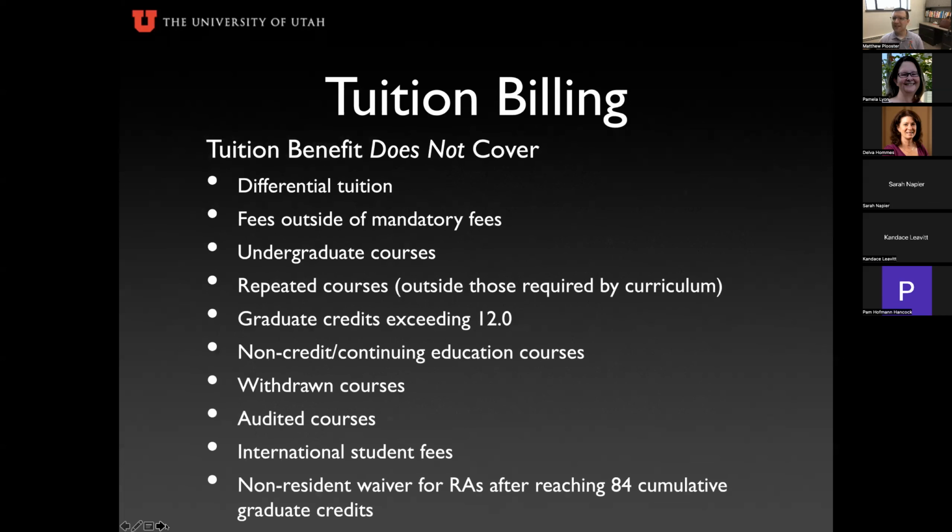What tuition benefit does not cover: differential tuition, fees outside of mandatory fees, undergraduate courses, and repeated courses outside those required by curriculum. So by the degree curriculum plan, the student must take 9 credits of 7970. Okay, that's okay to be repeated. But if a student gets a less than satisfactory grade in a class and, for the student's academic performance plan, you require that the student retake it for a better grade, that does not count.